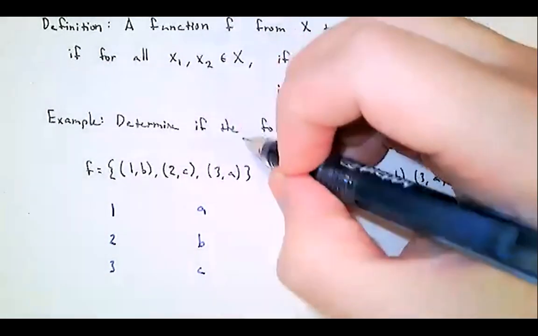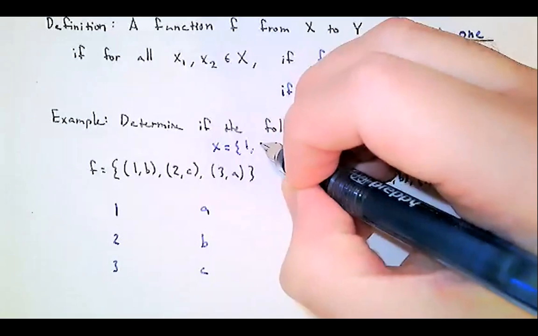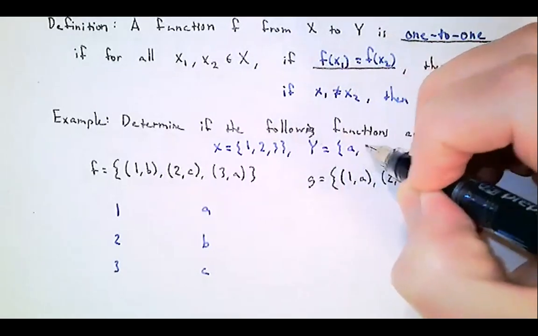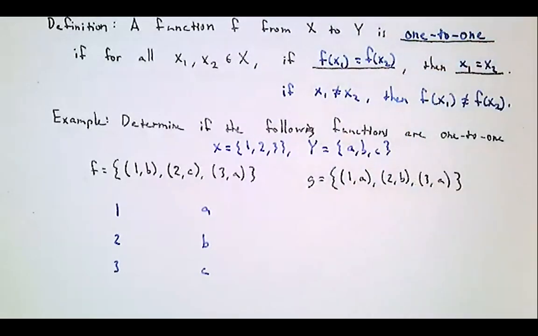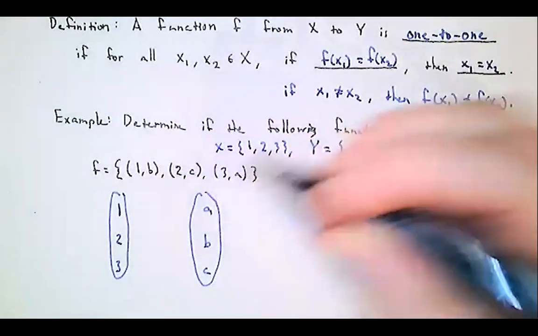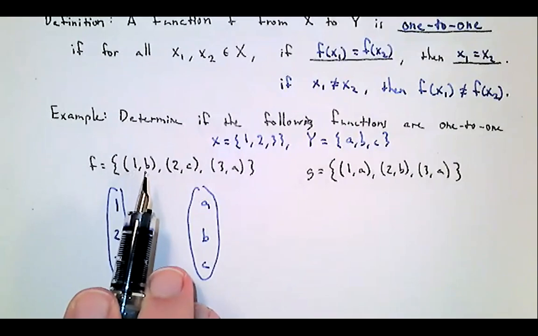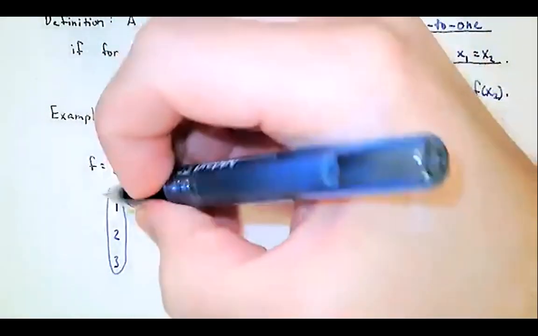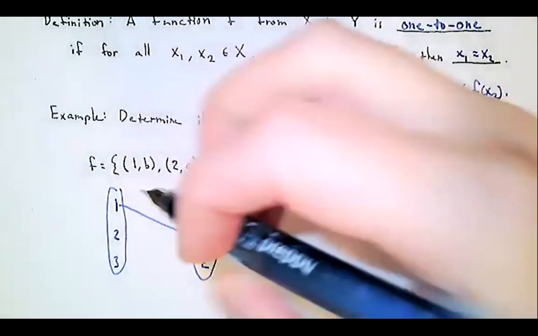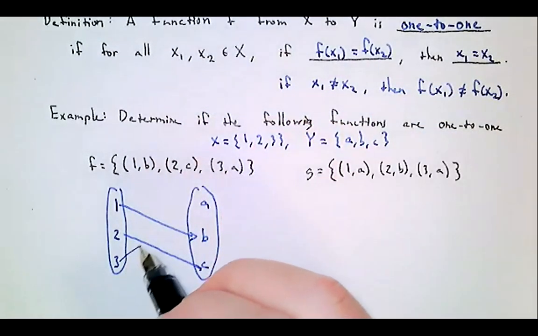And maybe I should specify here that x, the domain for both of these functions, is the set 1, 2, and 3. And the codomain y is the set with a, b, and c. Okay. So for each ordered pair, I'll draw an arrow pointing from the x coordinate to the y coordinate. So we'll get an arrow from 1 to b, an arrow from 2 to c, and then an arrow from 3 up to a.